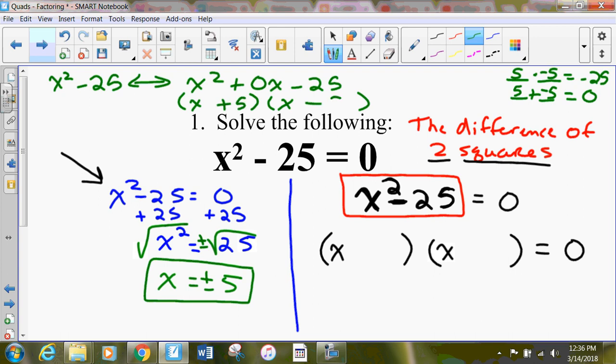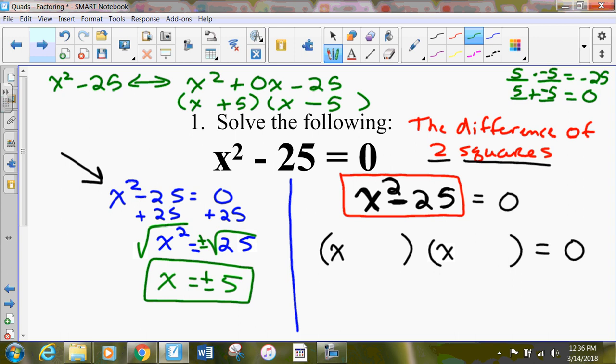If you want your brain to understand where it's coming from, every time you see the difference of two squares, you can put in that missing middle term of plus 0x. And you can factor it the way we factor our trinomials, because you guys are good at that.